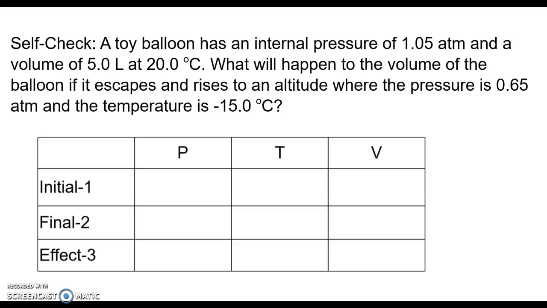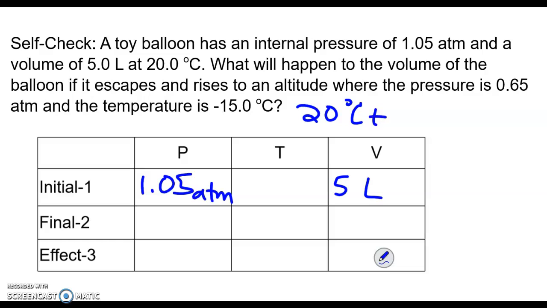Okay, so now that you're back and ready to check your work, let's start with step 1, the IFE 123 table. A toy balloon has an internal pressure of 1.05 atmospheres and a volume of 5 liters at 20 degrees Celsius. So we're going to take that 20, add 273 to convert it to Kelvin, and we will get to 293 Kelvin, which we can then put into our temperature.